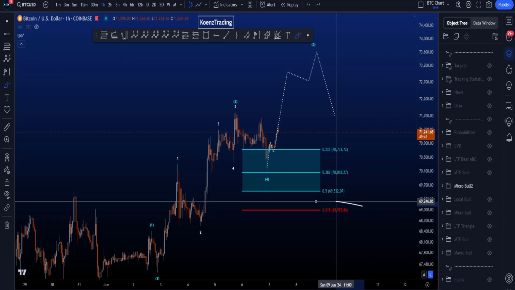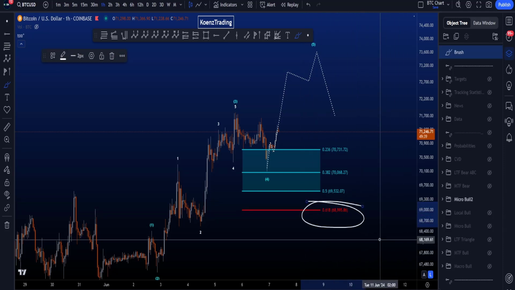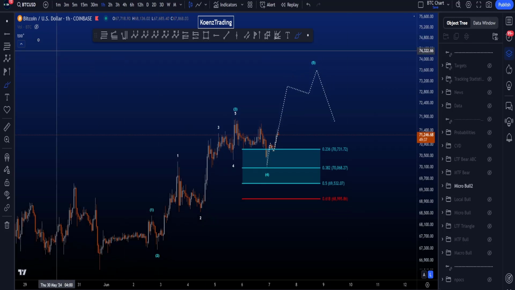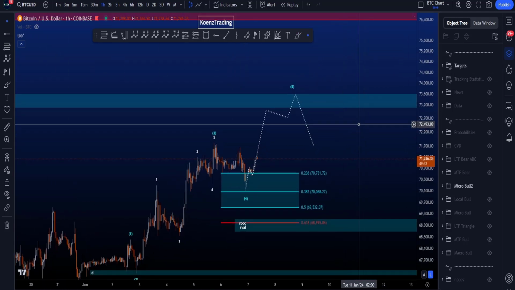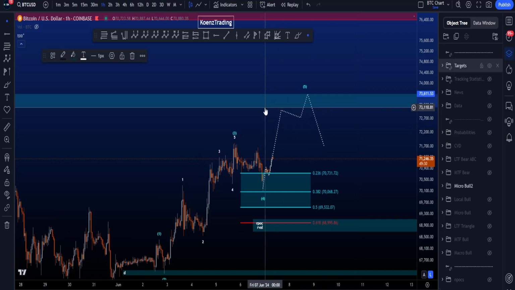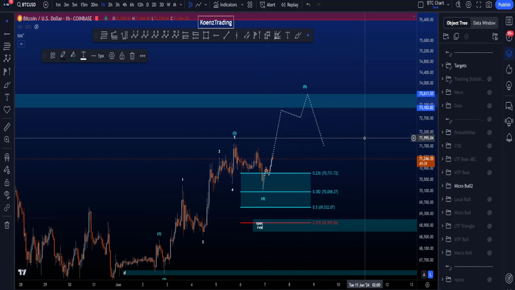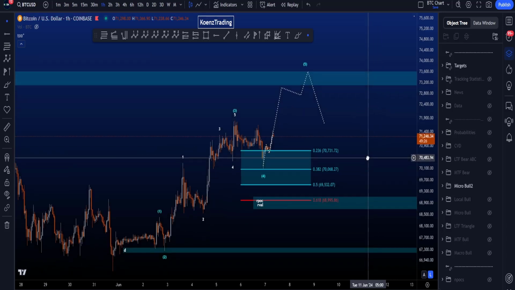The invalidation for this scenario is price moving to the downside and touching 69k. In this scenario, if we're looking for a wave 5, we do have some interesting resistance above price, which is the blue box here between 73.1k and 73.6k.